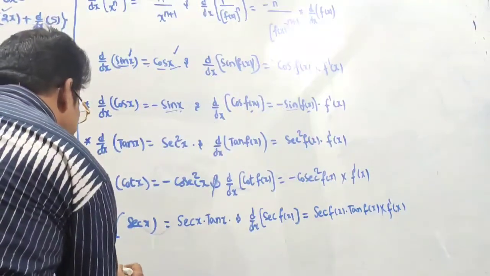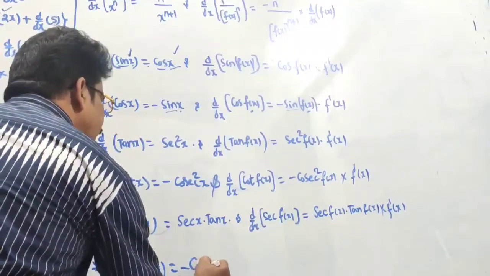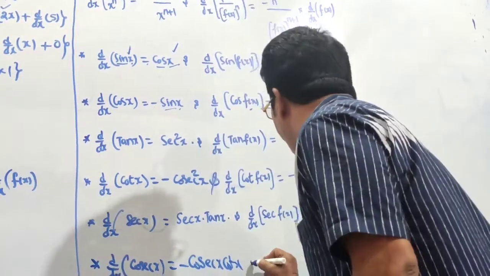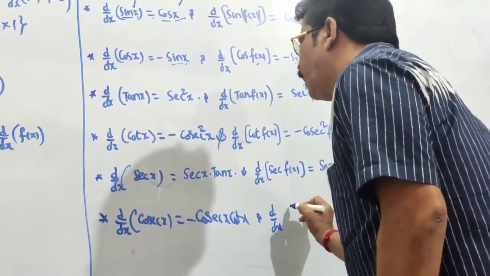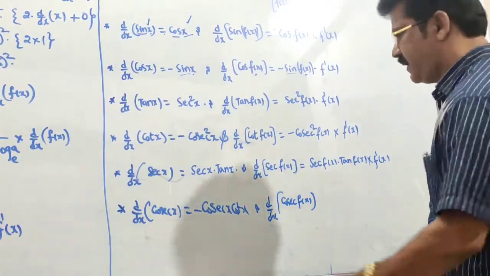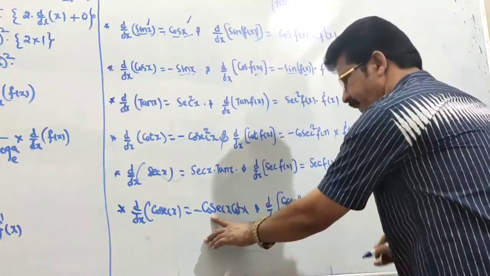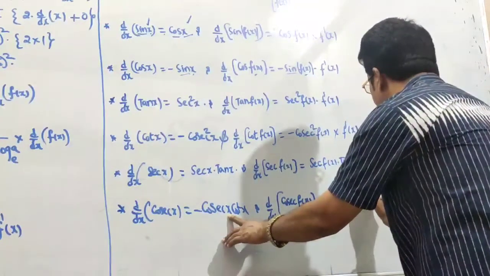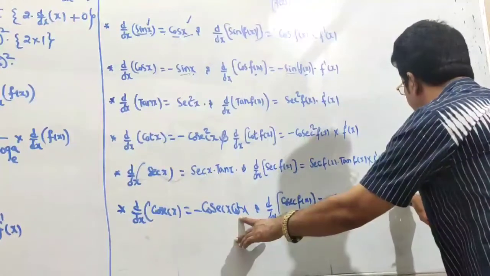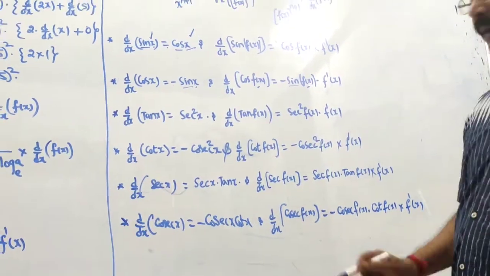Similarly, and lastly, d by dx of cosecant x equal to minus cosecant x into cot x, and what about d by dx of cosecant of f of x? Tell me. Structure says minus cosecant of f of x into cot f of x into f dash of x, or d by dx of f of x.